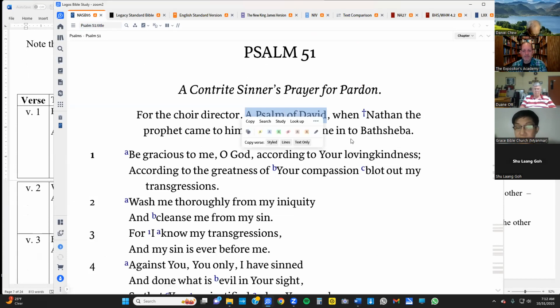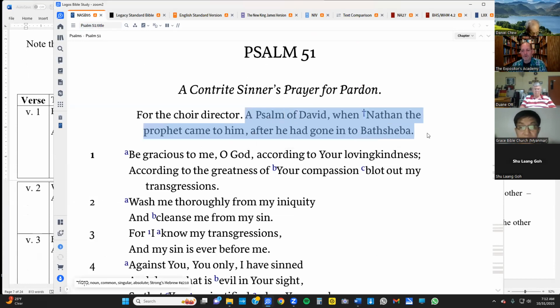And the title also tells us what the circumstances were when David wrote this psalm. What had happened? So when the prophet Nathan came to him after he had an affair with Bathsheba. Yes, exactly. And Nathan confronted him, and this is all in 2 Samuel 11 and 12. And this psalm was David's response to Nathan's rebuke.